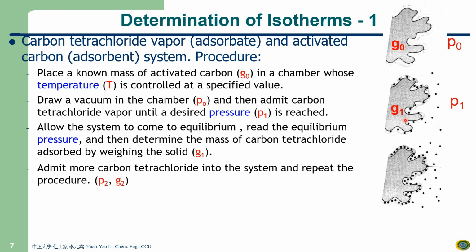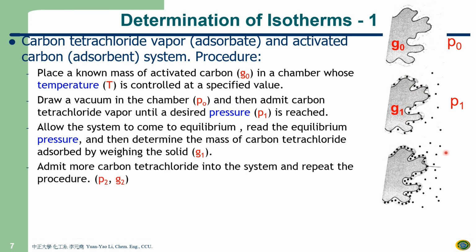And after that, you introduce more carbon tetrachloride. So you can see the concentration of P1 and the concentration of P2. P2 is greater than P1. So you got a P2 and you got a G2. So you found out that more carbon tetrachloride was absorbed on the surface of the activated carbon. At this moment, P2 and G2.